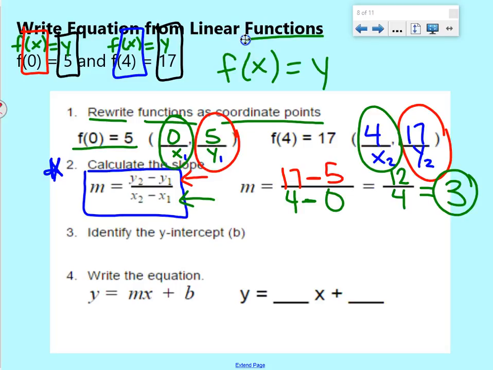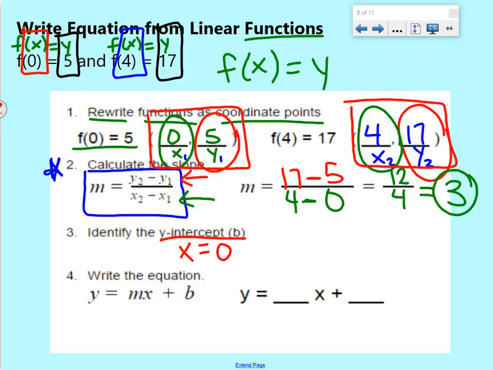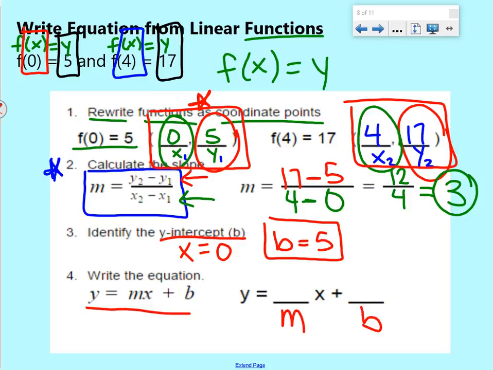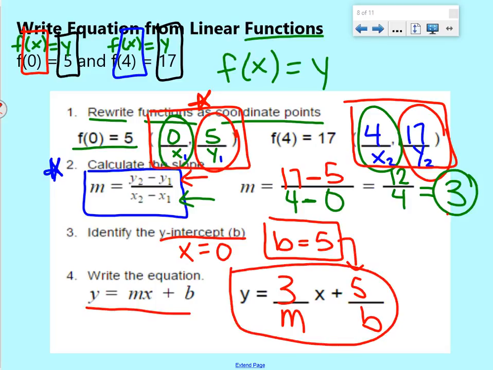Step number 3, identify the y-intercept. Remember, y-intercept is when x equals 0. So let's look up here at our 2 coordinate points, 0, 5, and 4, 17. We do have a coordinate where x is 0. So we take the y piece and say b equals 5. Put it all together, write your equation. Y equals mx plus b. M is 3, b is 5. Now we have written our equation.